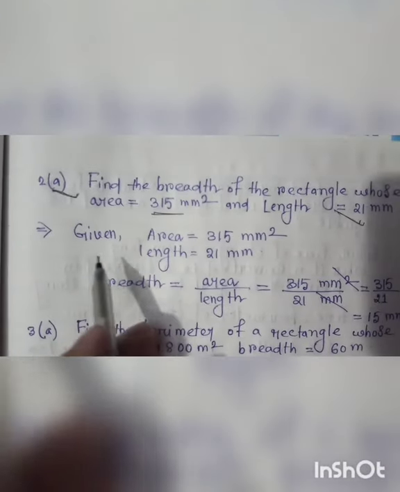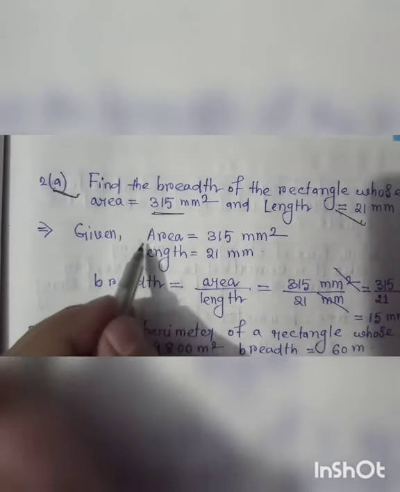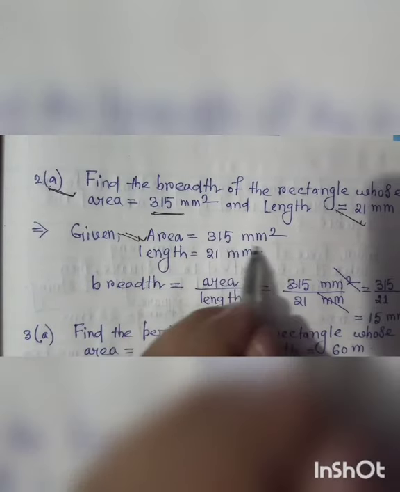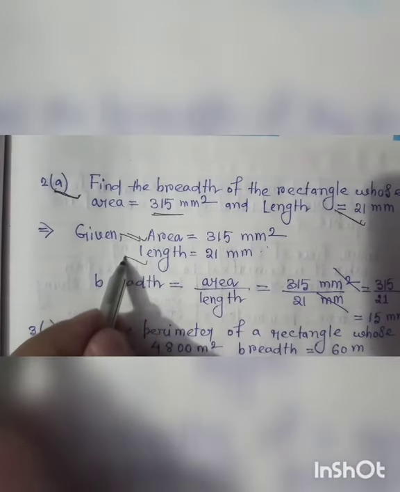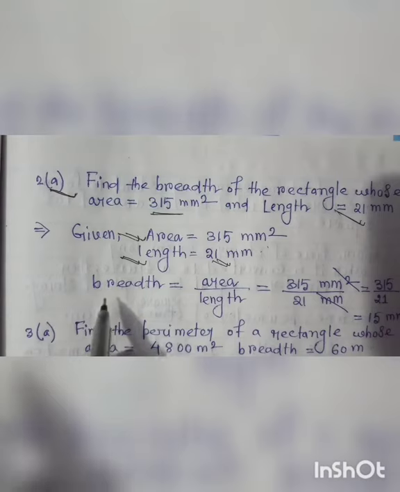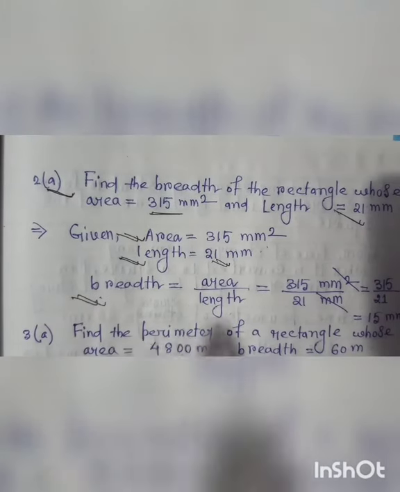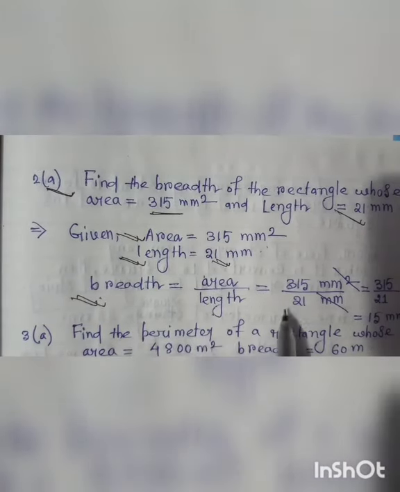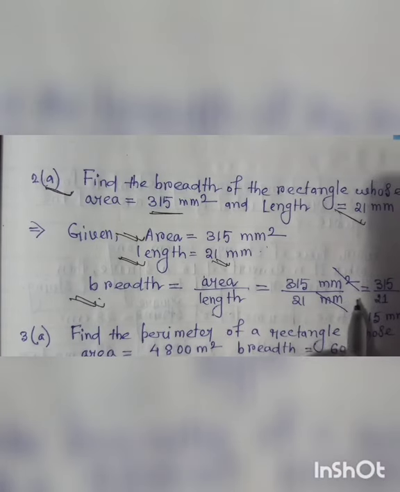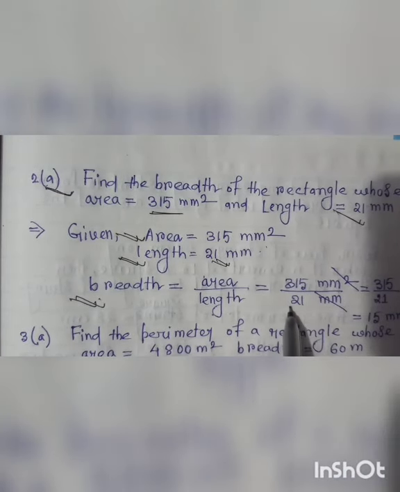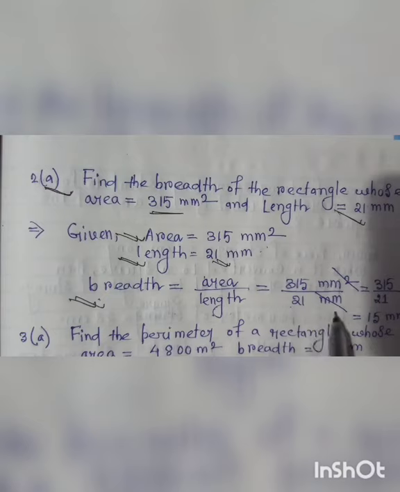We have to find the breadth of the rectangle, another dimension. What is the area? 315 millimeter square and the length is 21 mm. We know the formula: breadth is equal to area by length. Area means 315 millimeter square and length means 21 mm.